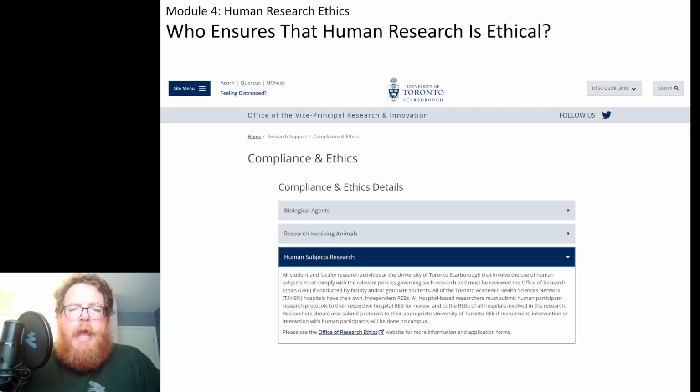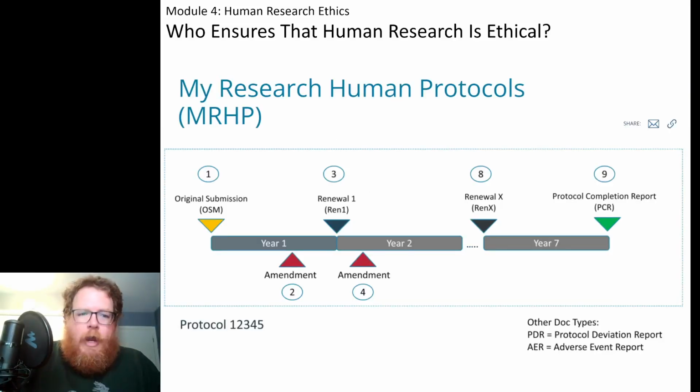So largely, we have these research offices at U of T that are largely responsible for ensuring that any human as well as animal research done on campus conforms to both national and international agreements on both animal and human research ethics. So how exactly does it work then here at UTSC?